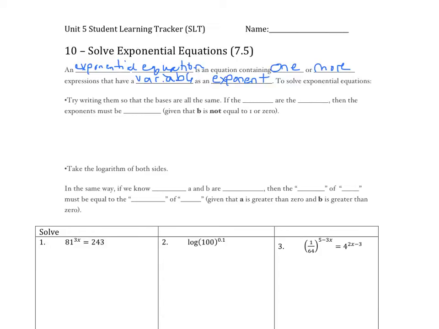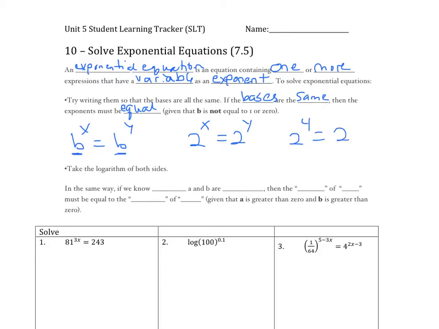So we're going to look at if the bases are the same, then the exponents must be equal, given that b is not equal to 1 or 0. If b to the x equals b to the y, there's no way for them to be equal if the bases are the same and the exponents are different. So if I have 2 to the x equals 2 to the y, then the x and the y have to be equal, right? So what if I had 2 to the 4th and 2 to the y? To be equal, this exponent would have to be 4, because it would have to be 2 to the 4th equals 2 to the 4th.